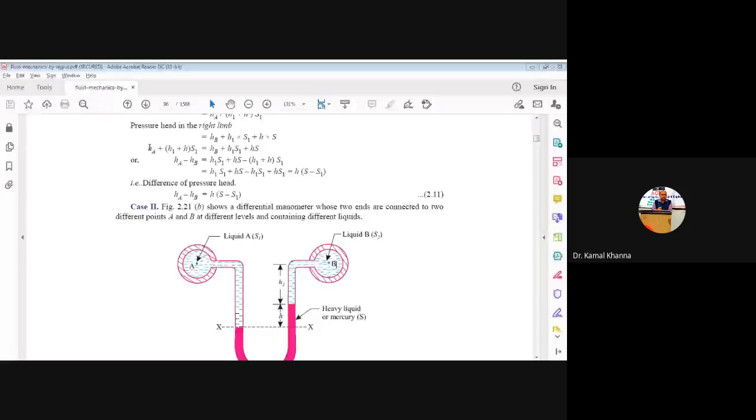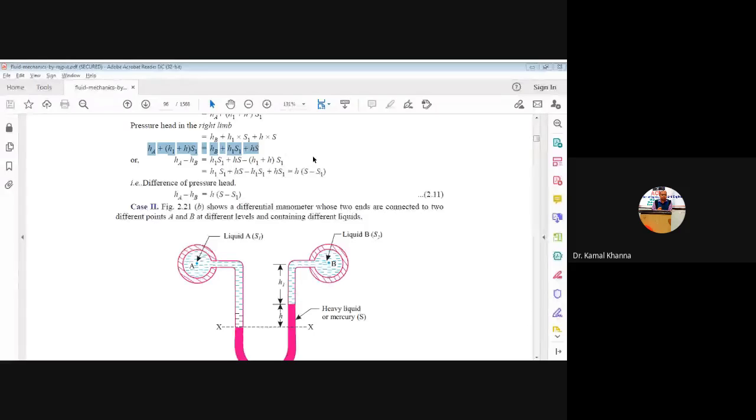We have also assumed the specific gravity of the heavier liquid as S. So HB plus H1 S1 plus H into S, where S is the specific gravity of mercury. For the equilibrium state of the U-tube differential manometer, the pressure on the left limb will always be equal to the pressure on the right limb. So HA plus H1 plus H into S1 is equal to HB plus H1 S1 plus H into S, as you can see in the highlighted equation.